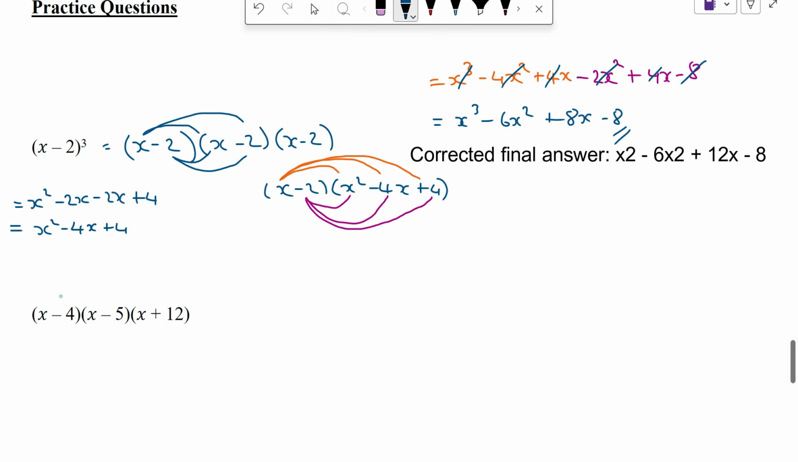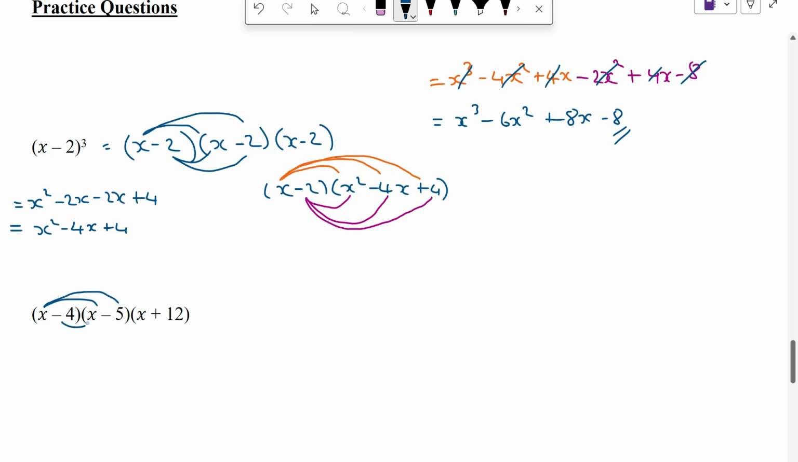Moving on to the next question. I'm just going to multiply these first two brackets together. Now we're going to multiply that with the remaining bracket.